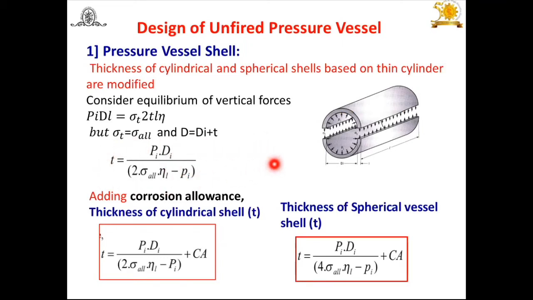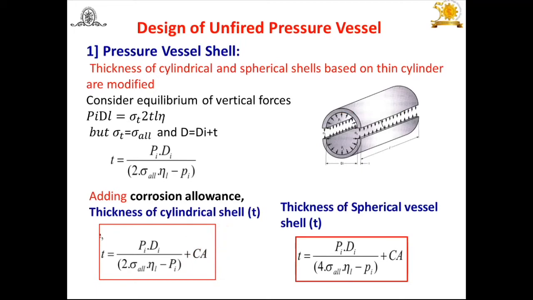Again here, we have to add corrosion allowance. Why corrosion allowance? Inside the pressure vessel there are chemicals, there is a reaction or oxidation. Because of that, erosion of the pressure vessel may take place, and that's why this corrosion allowance is added to this equation. That's why this equation is further modified for a cylindrical shell: t is equal to Pi Di upon 2 sigma allowable efficiency minus Pi, plus C, where C is the corrosion allowance.